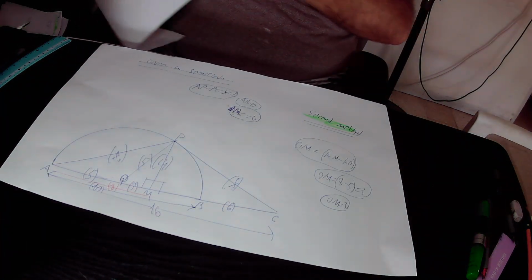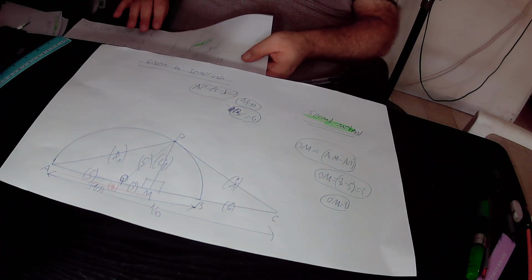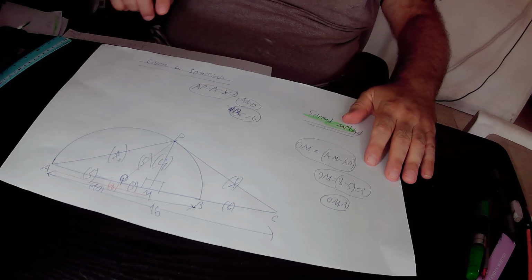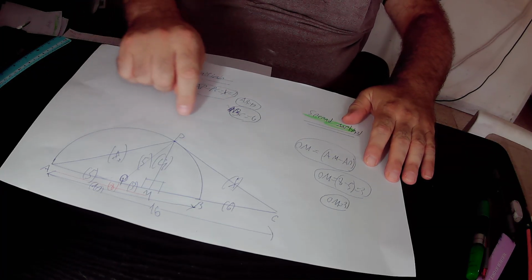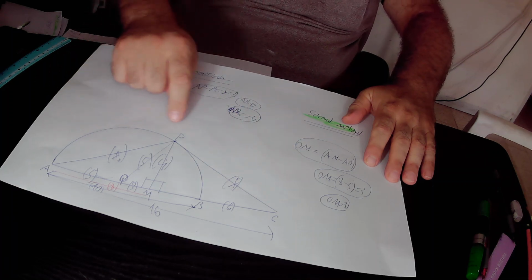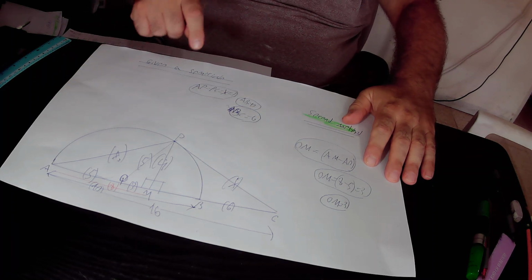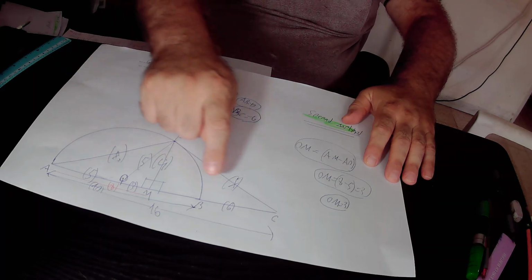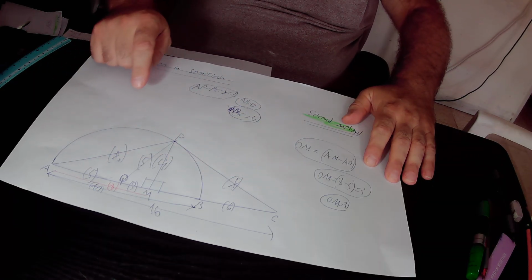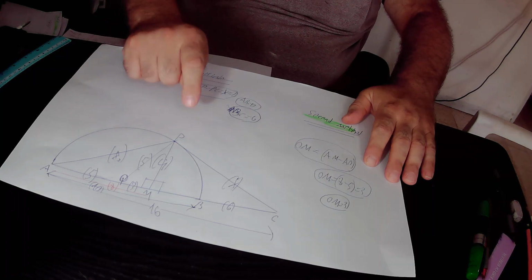In the second method, we use the rule that the perpendicular to the base of an isosceles triangle bisects the base. Triangle APC is an isosceles triangle because AP equals PC equals x. So from the vertex P, we draw a perpendicular to AC. AC in total equals 10 plus 6, that is 16. So the base AC equals 16.